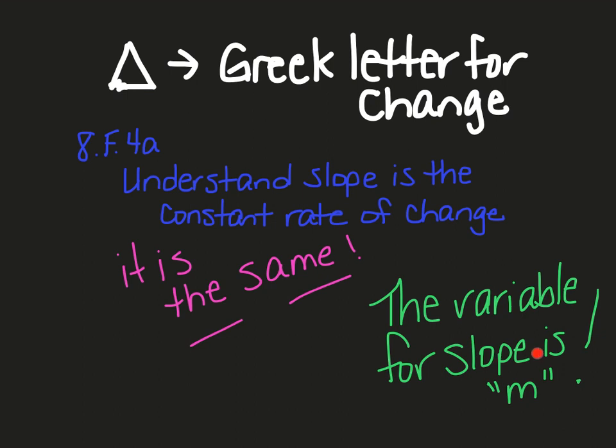Now, the variable for the slope is always going to be m. Why it's m, I don't know. I've had students try to figure it out. When you look it up, I don't care. I don't know why, to be honest with you. I don't remember if I did.